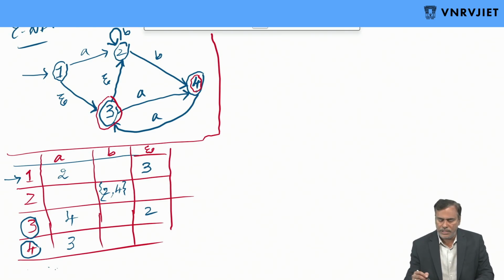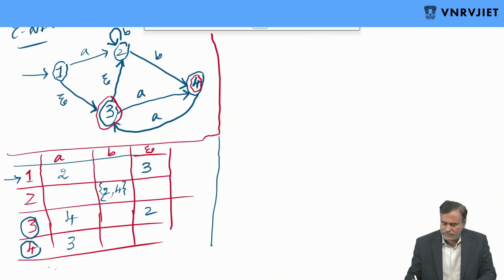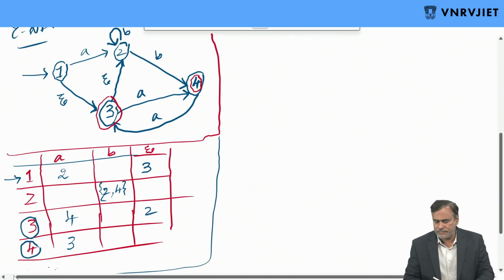How many transitions are there in the diagram? That is 1, 2, 3, 4, 5, 6, 7. How many entries do you have? 1, 2, 3, 4, 5, 6, 7. That is the cross check. So this is a table which corresponds to this epsilon NFA.